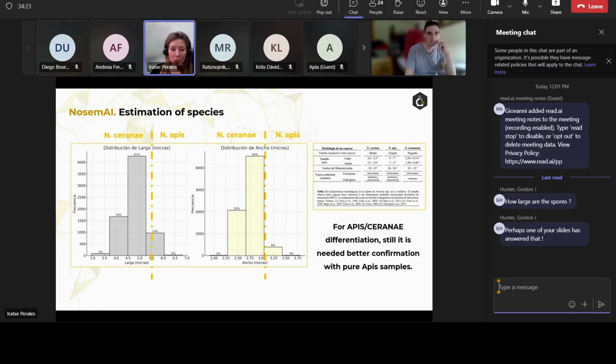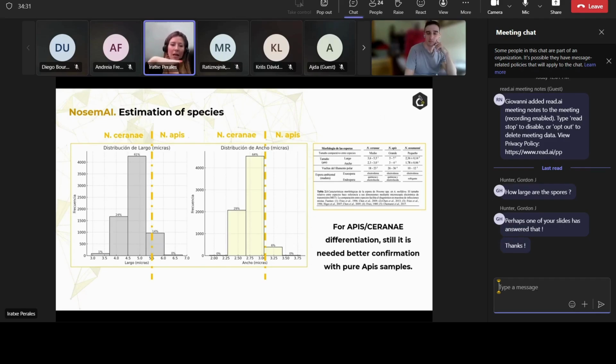The problem is that when the spores are placed in transversal, then you cannot be sure. You can only be sure about length and width when they are perfectly placed in the horizontal focal plane.